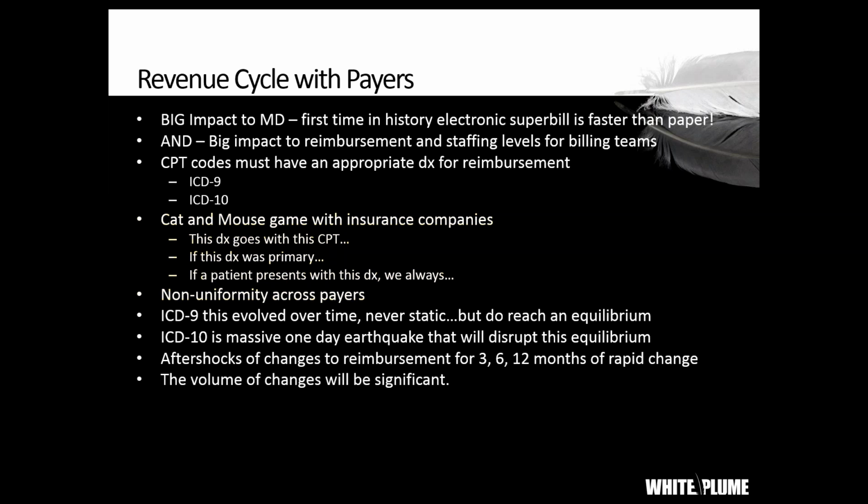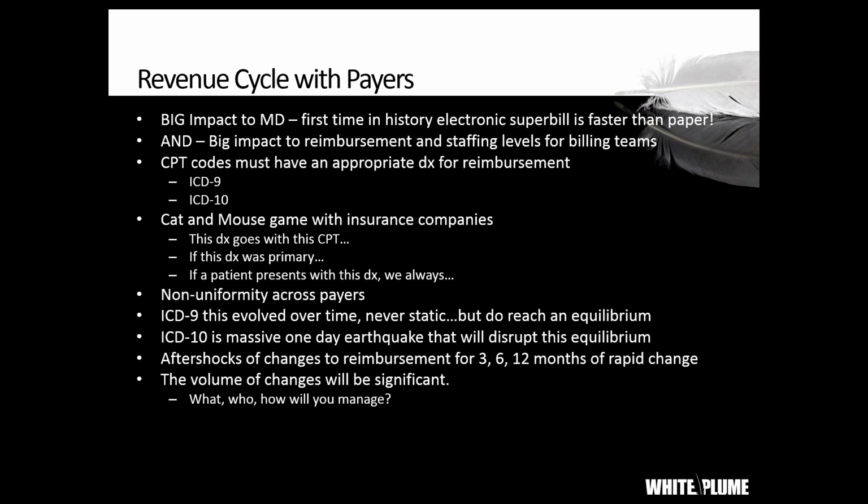Across payers and across time, the volume of change will be much higher than anything that we've seen in our careers. And what that means is we have to ask ourselves, on October 15th, on October 30th, when we start having changes, how are you going to manage that?